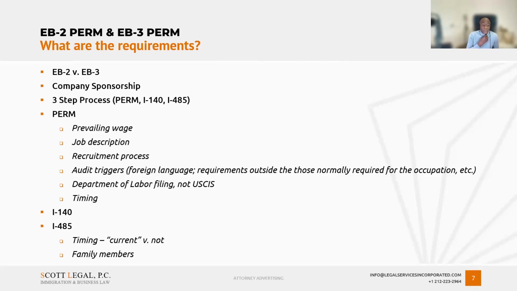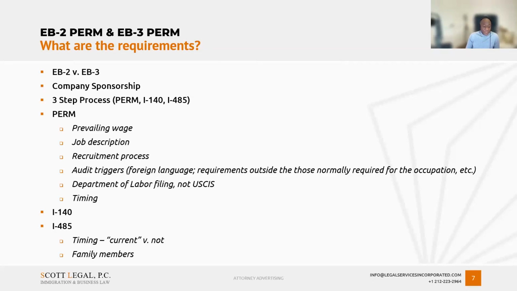And the time and expense is related to the process, which is a three-step process where first you have to do something with the Department of Labor where you have to prove that you cannot find a qualified U.S. worker, and that's the perm process. And once that's done, you can file the I-140, and depending on whether the category is current, the I-485.